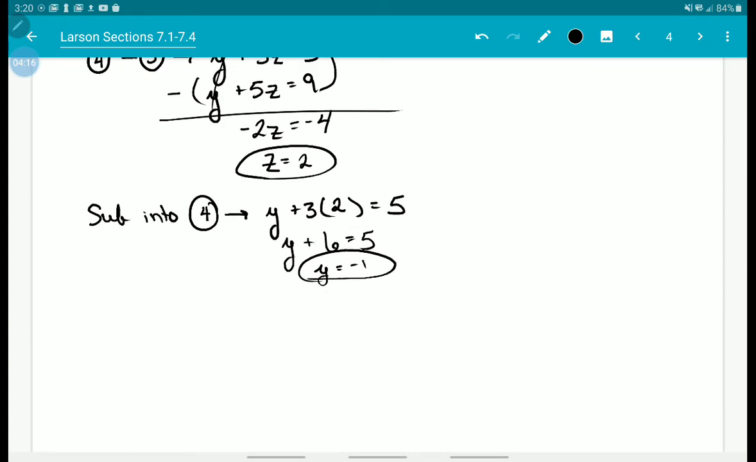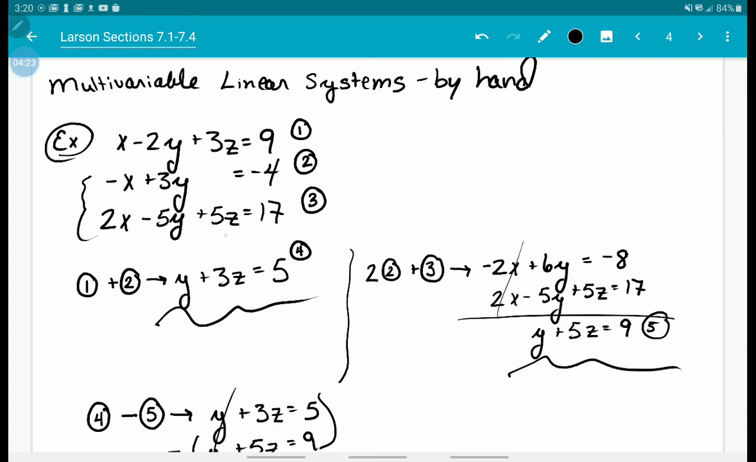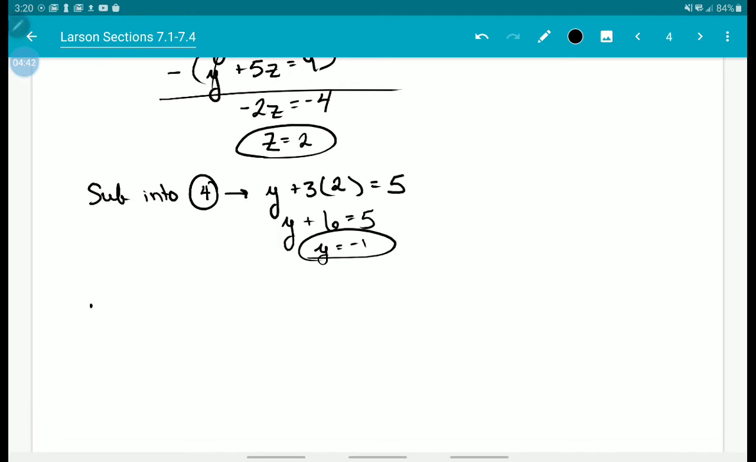Now that we know z and y, we can substitute into one of the original three equations and figure out what x is going to be. I see that equation 2 only has x's and y's in it. That's going to be the easiest one to substitute into. Again, it doesn't matter which equation you use, you're going to get the same answer regardless. So let's substitute into 2.